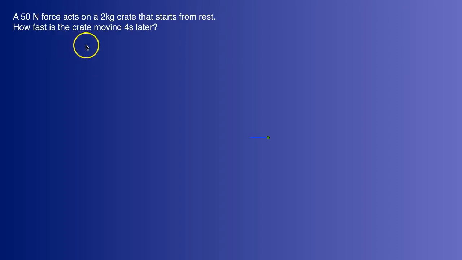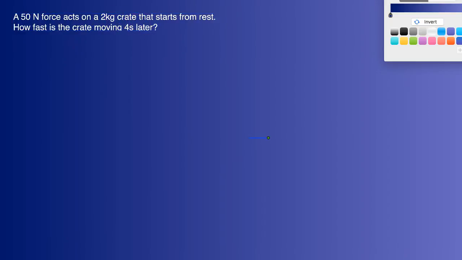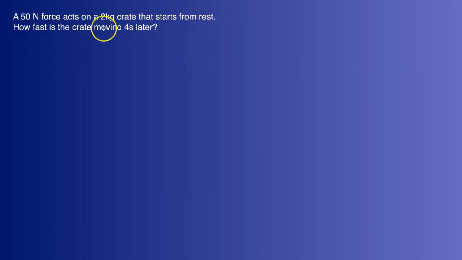Here we have a question where it says a 50 Newton force acts on a 2 kilogram crate that starts from rest, and how fast is the crate moving 4 seconds later? So we have a crate experiencing a force of 50 newtons, with a mass of 2 kilograms, and it's going to be pushed for 4 seconds. We have a couple ways that we can do this. We can use kinematics here. We can divide 50 by 2 to get acceleration, and use acceleration to find velocity. But the other approach is using impulse.